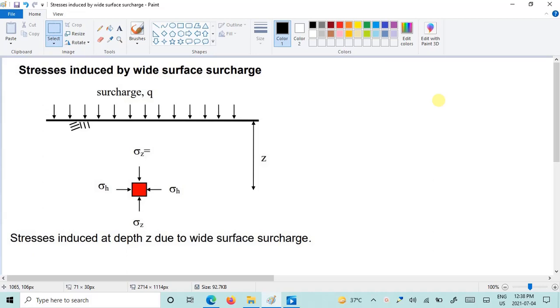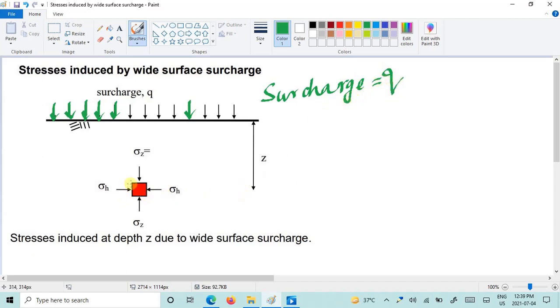Today I am going to discuss and explain about the stresses induced by surface loading. For example, we are having a surface load, or we can call that a surcharge as well, surcharge Q. And we are having an element of soil which is present at a depth Z.